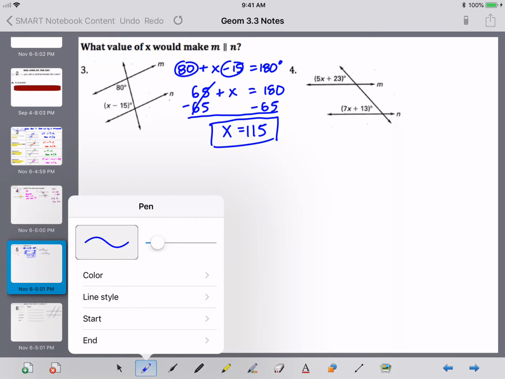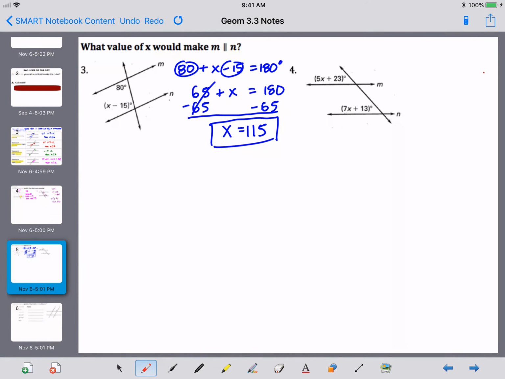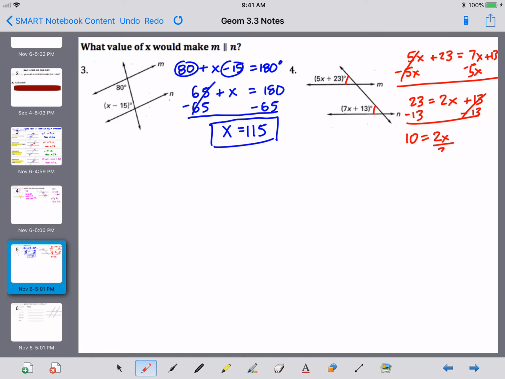Okay, the next example is going to switch gears a little bit because notice we have corresponding angles. And if we can make those congruent, we know that line M and N would have to be parallel. So let's go ahead and set 5x plus 23 equal to 7x plus 13. And I'm going to start by subtracting the 5x from both sides. So these cancel. We end up with 23 equals 2x plus 13. So let's go ahead and subtract that 13 to the other side. And we get 10 is 2x. Let's divide by 2, and we get 5 for x.